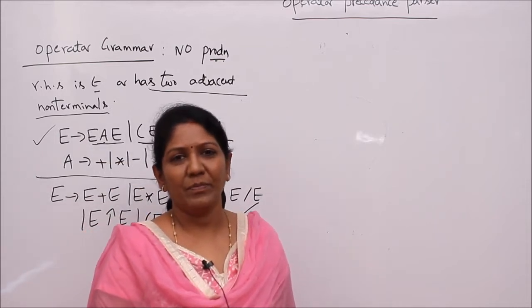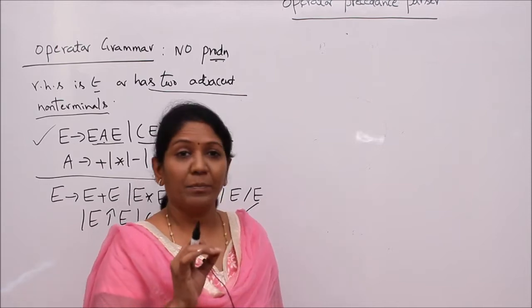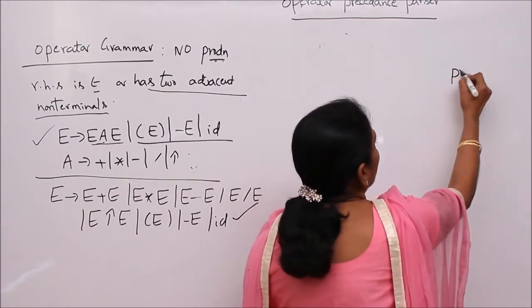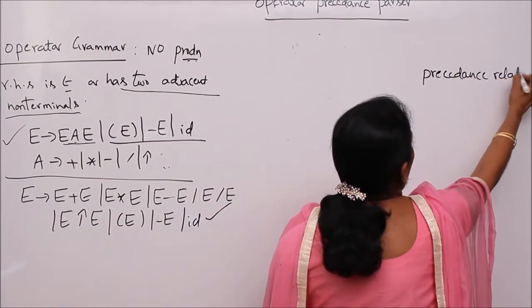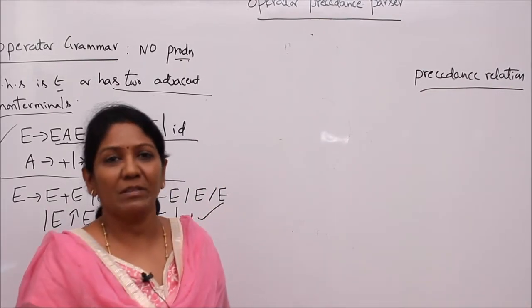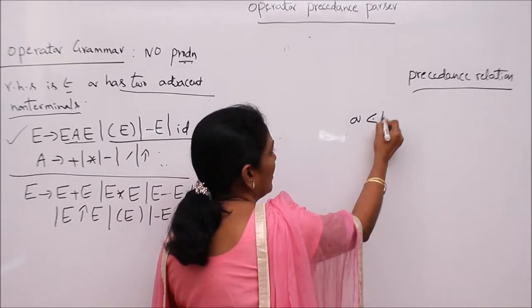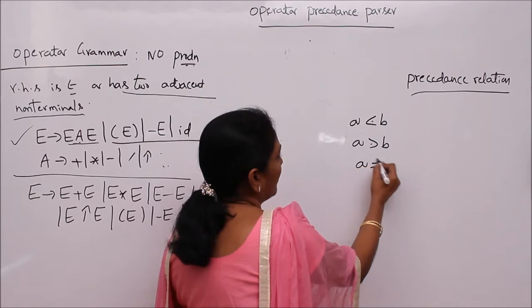what we do is construct a table called the precedence relation table. So for that, first try to understand what we mean by precedence relation. There are three precedence relations defined between any two operators A and B.